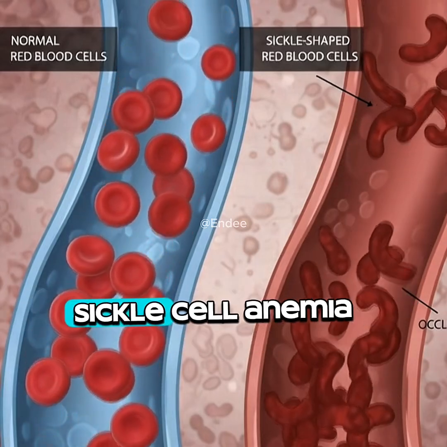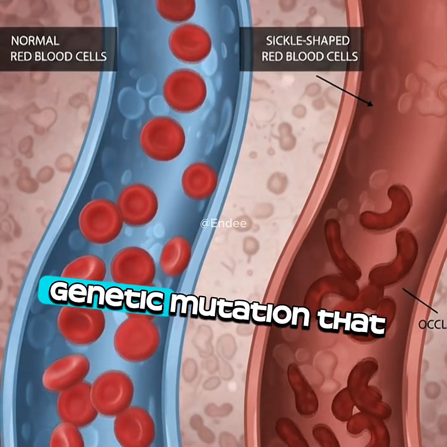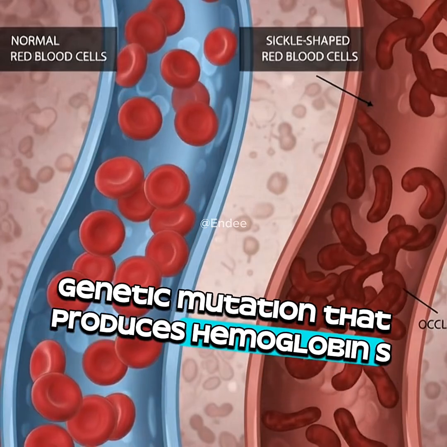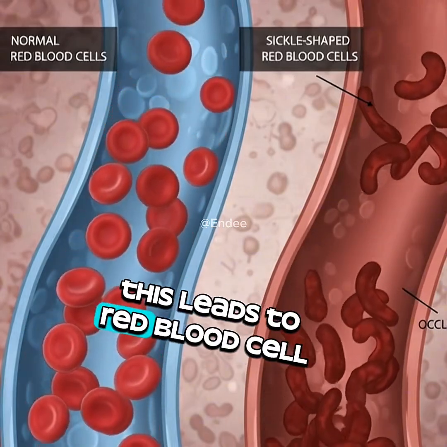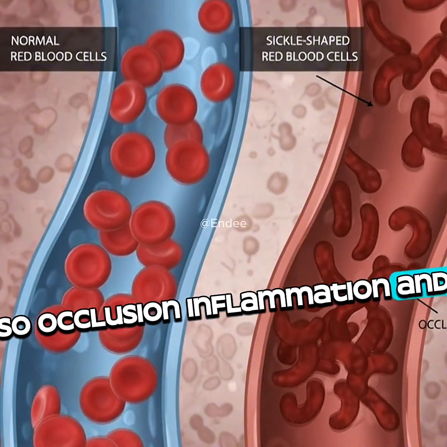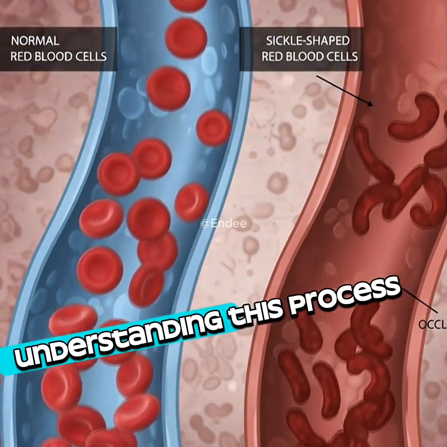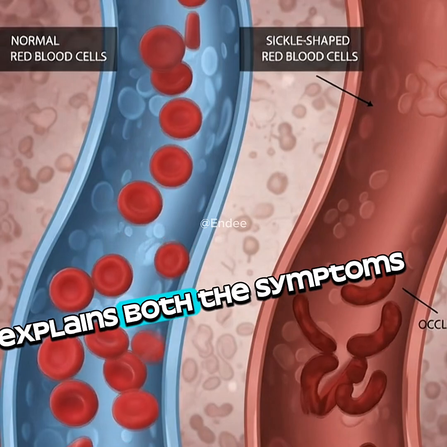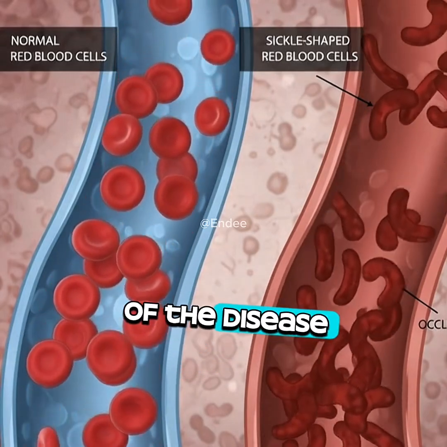To summarize, sickle cell anemia begins with a single genetic mutation that produces hemoglobin S. This leads to red blood cell sickling, hemolysis, vaso-occlusion, inflammation, and multi-organ damage. Understanding this process explains both the symptoms and complications of the disease.